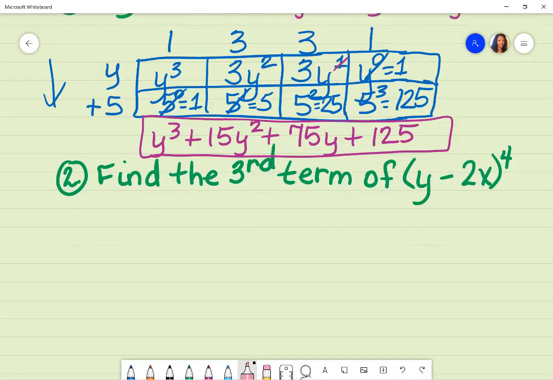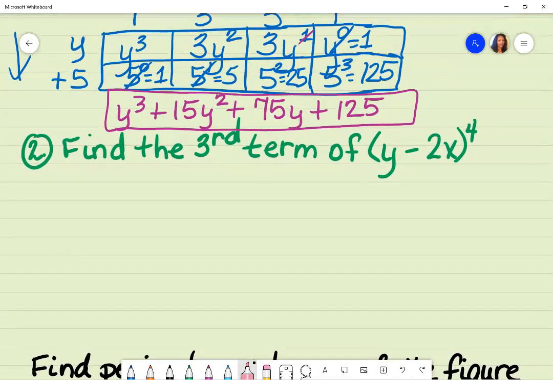This is using Pascal's triangle. I'm asked to find the third term of this. They're showing me something, but I only need the third term. I'm looking for the row in my Pascal's triangle that has the exponent of 4. So let's go ahead and just start setting up my table. I have y minus 2x going down to the side.